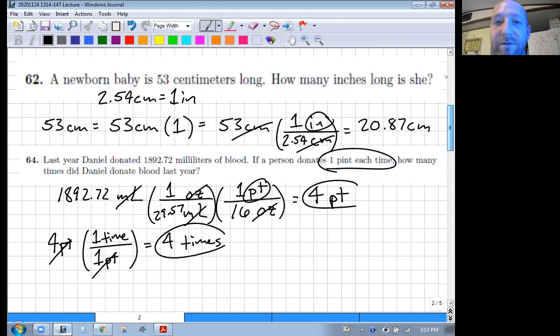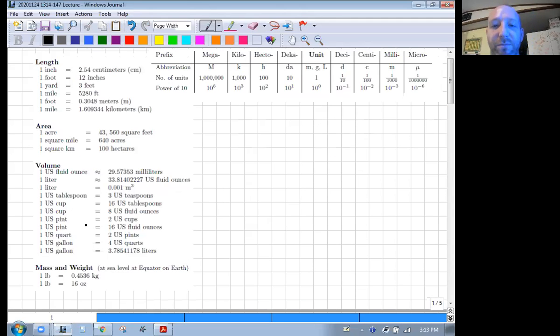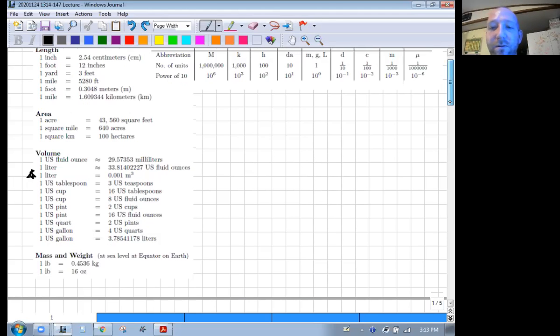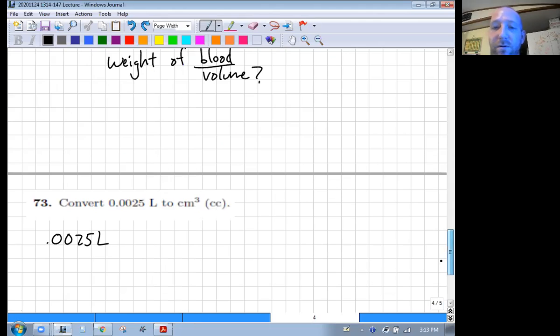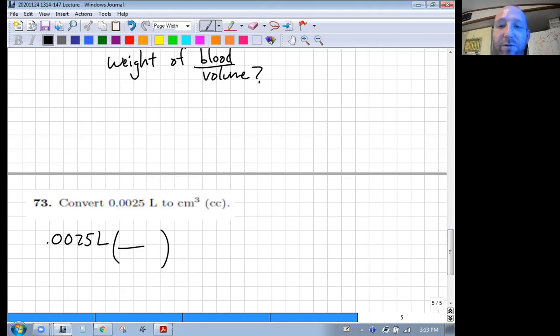So like this liquid volume, the only conversion from a liquid volume to a space volume is right here. 1 liter is 0.001 meters cubed. That's your important one. It's the only thing that'll convert the liquid volume to a space volume. So we can convert this thing to meters cubed. 1 liter is 0.001 meters cubed.